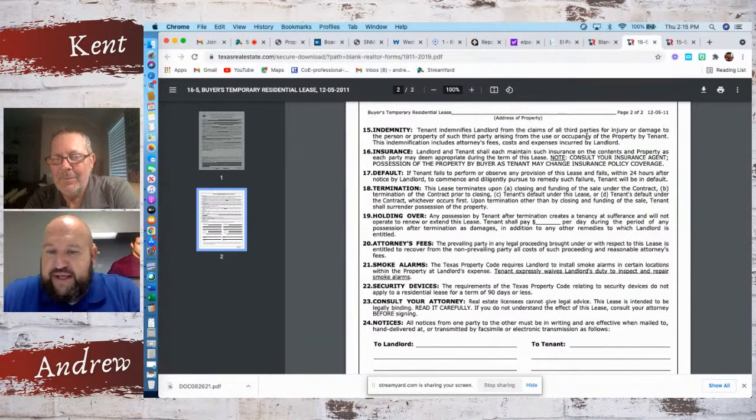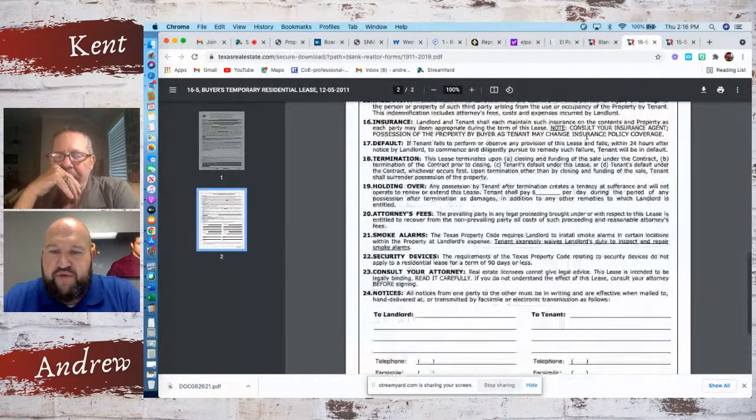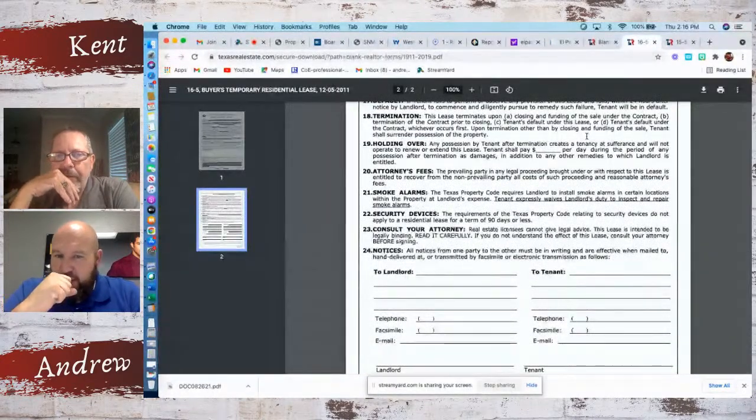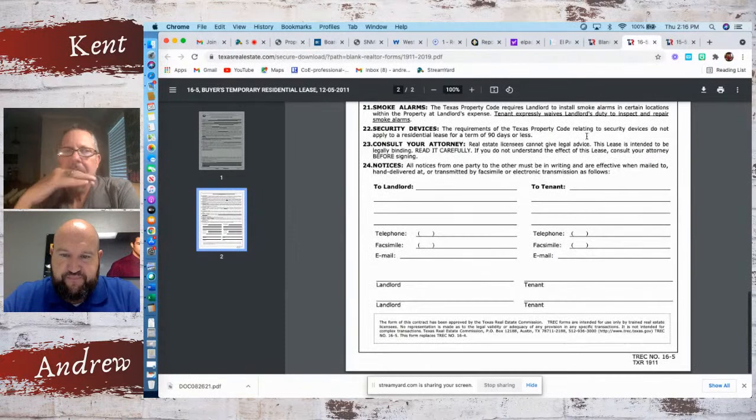Consult your attorney. Real estate licensees cannot give legal advice. This lease is intended to be legally binding. Read it carefully. If you do not understand the effect of this lease, consult your attorney before signing. All notices of the party will be given to each other. Must be in writing and effective when mailed, hand delivered, or transmitted by facsimile or electronic transmission as follows. Landlord's or seller's information, tenant, buyer's information, have them sign it.